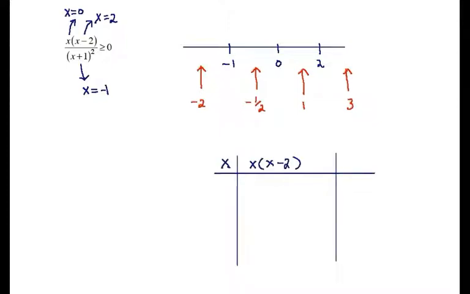In preparation for this sign analysis, I might observe that the squared factor can't influence the sign of this whole expression. This squared factor is always positive. The only time it's not positive is when it's equal to 0, which occurs only at x equals -1, which is not going to be in the interior of any of my intervals. So it's sufficient to just look at the factors that aren't squared, x times x minus 2. So I've written x times x minus 2 into my table, which I'll use for the sign analysis.